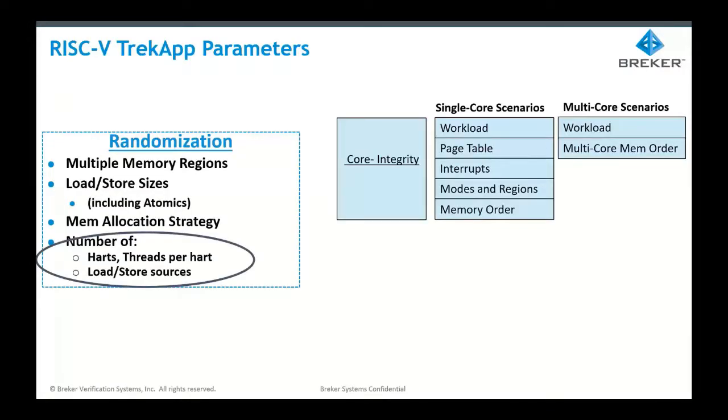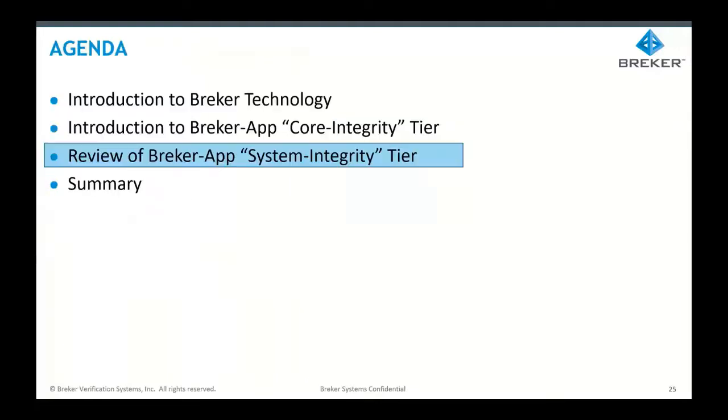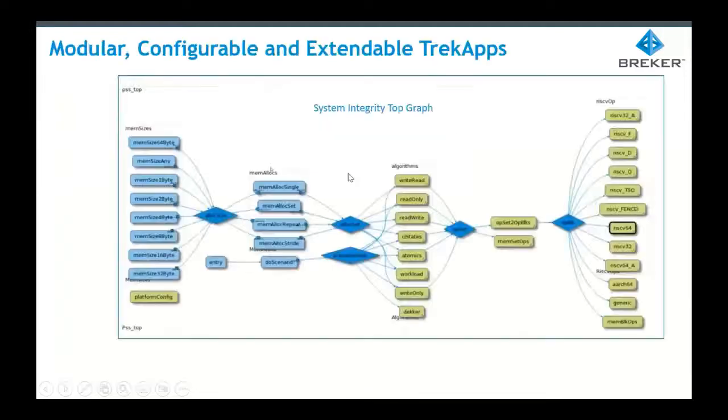So this was the core integrity tier that we went over. Now, the system integrity tier, you can imagine it that you're taking the core that you have designed and putting it into a bigger system, or maybe you're a systems integrator where you're taking the core from an IP provider and you're putting it into your system. So this is pretty much what we talked about.